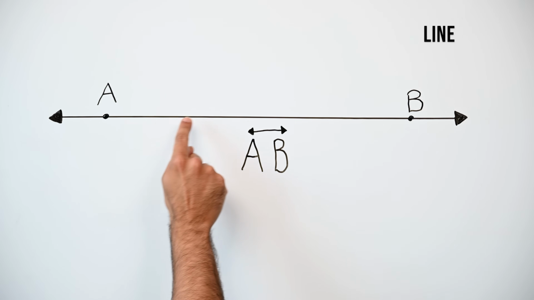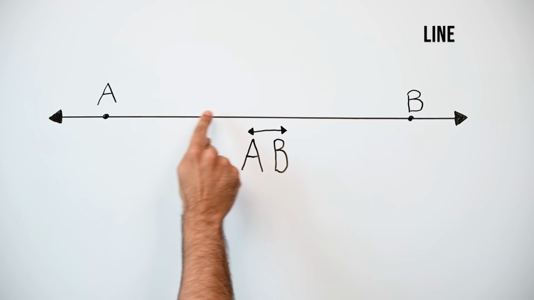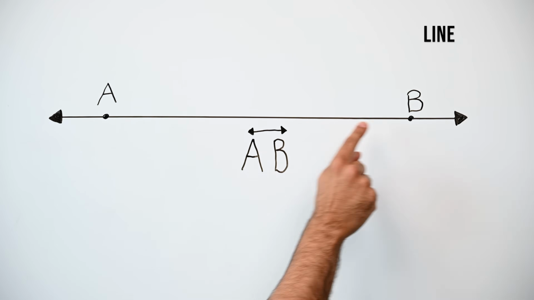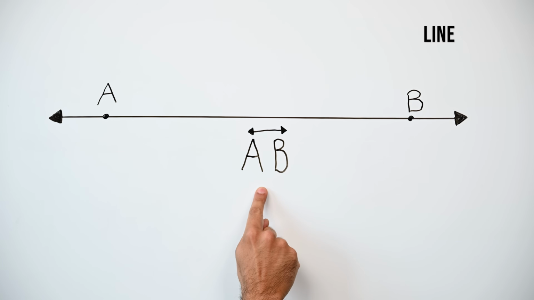A line goes on forever in both directions and is shown with 2 points and a little arrowed line on top, like this. It has no endpoints and is perfectly straight.